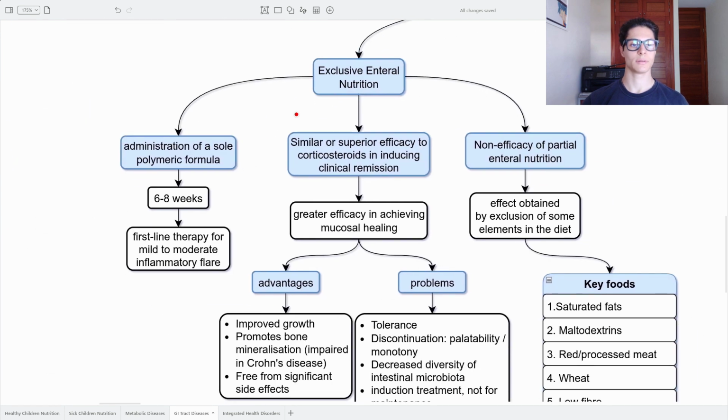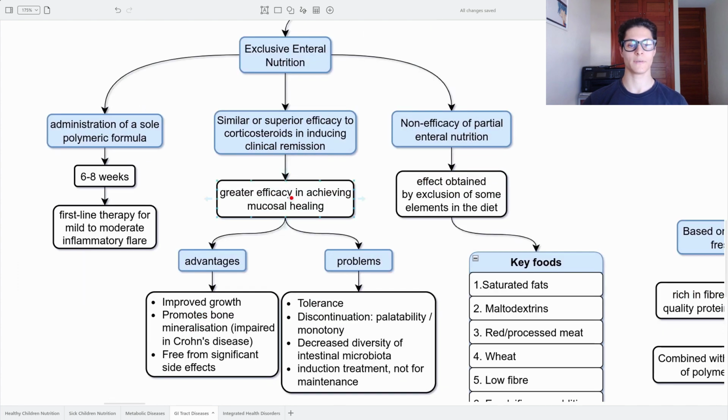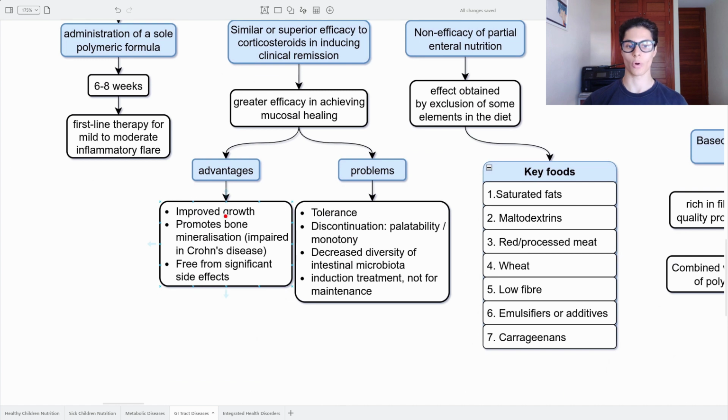The enteral nutrition is an administration of a sole polymeric formula during 6 to 8 weeks, the first line therapy for mild to moderate inflammatory flare, and it has similar or superior efficacy to corticosteroids in inducing the clinical remission. It has a greater efficacy in achieving mucosal healing. The advantages are improved growth, it promotes bone mineralization, and is free from significant side effects.